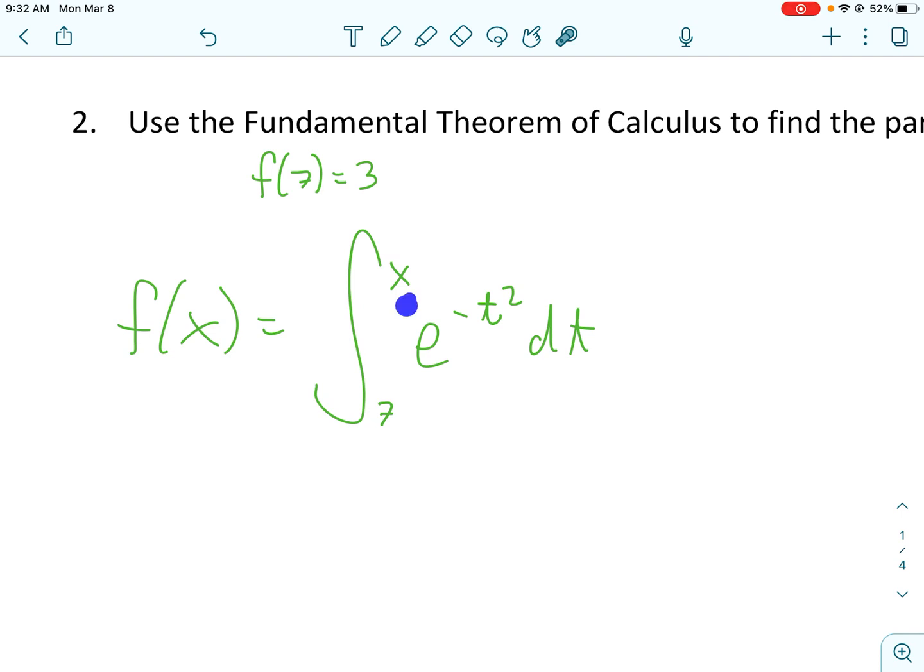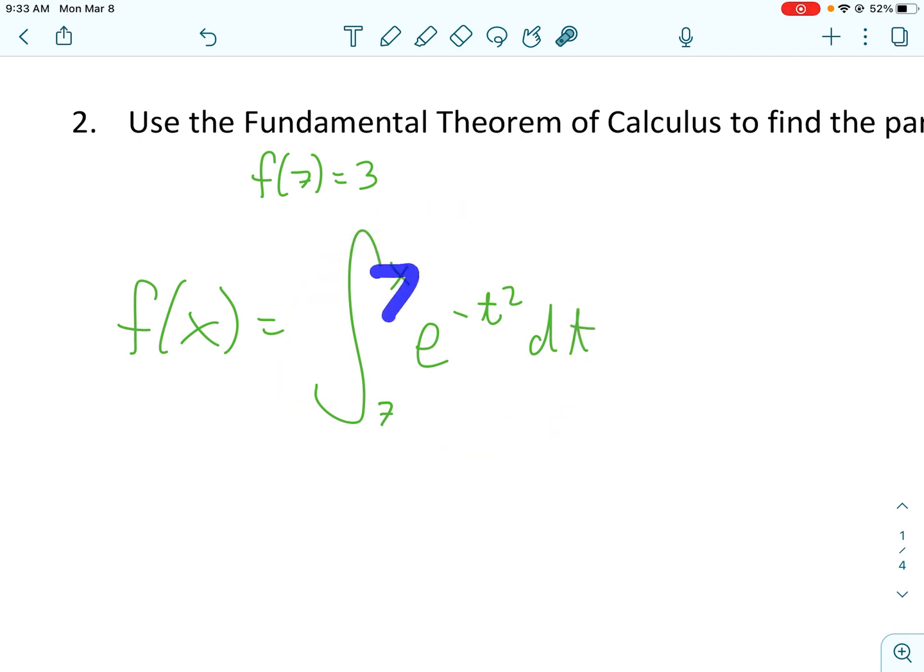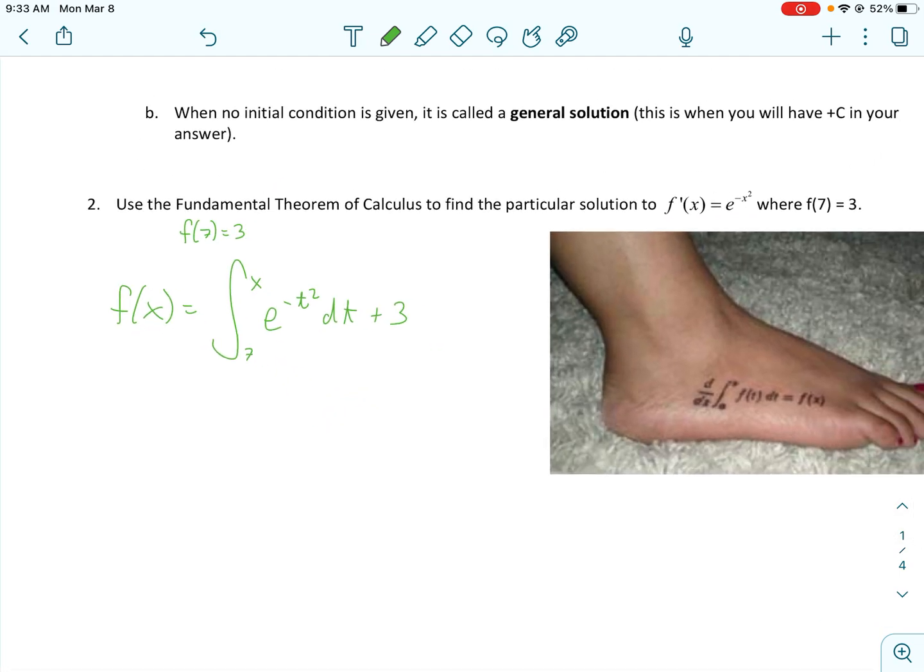But when I plug in 7 for x, this integral is easy to calculate. Because if I plug in 7 right here, I get the integral from 7 to 7, which is 0. So I've made this whole thing equal 0. Now that's not good because we want it to equal 3, but that's easy to adjust. Just put a plus 3 out here. And that's it. And that is because we don't know how to find the antiderivative, so we're kind of cheating a little bit and just writing the antiderivative as an integral.